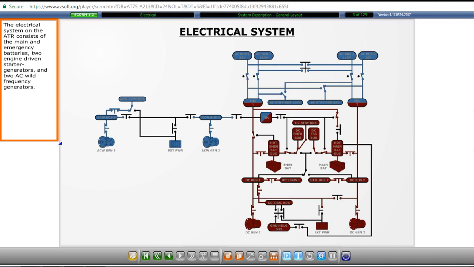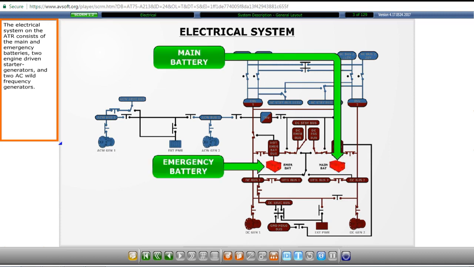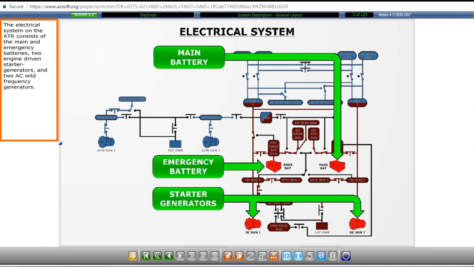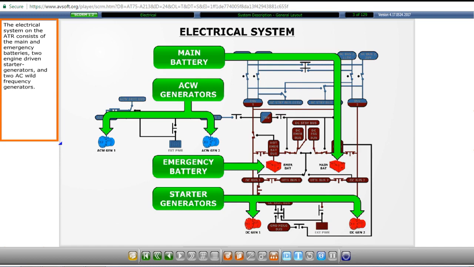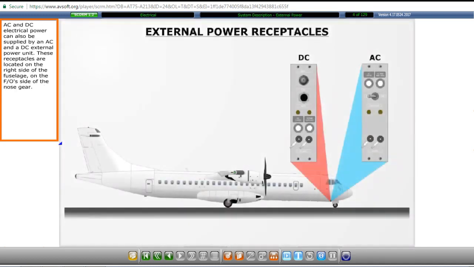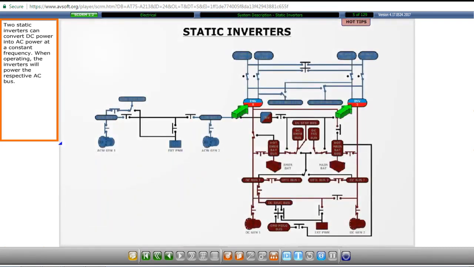The electrical system on the ATR consists of the main and emergency batteries, two engine-driven starter generators, and two AC wound frequency generators. AC and DC electrical power can also be supplied by an AC and a DC external power unit. These receptacles are located on the right side of the fuselage, on the first officer's side of the nose gear. Two static inverters can convert DC power into AC power at a constant frequency.